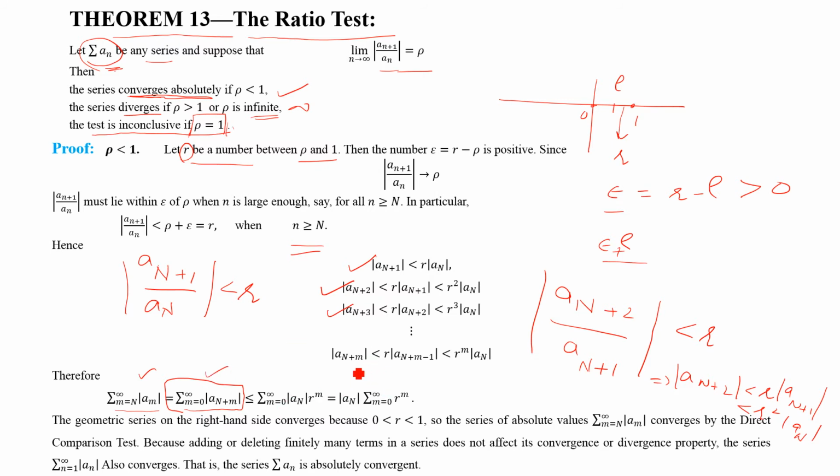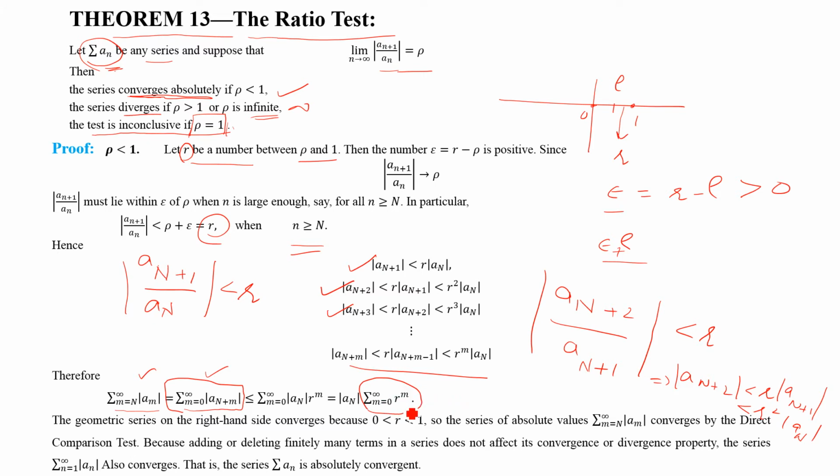Now this is less or equal to, using this inequality, an r to the power m, because the absolute value of an plus m is less than this. And since an is independent of m, we can factor it out. So the absolute value of an, times sigma m varies from 0 to infinity of r to the m. So we are left with this series times the absolute value of an. Now this series is actually a geometric series, and we have assumed that r is less than 1.